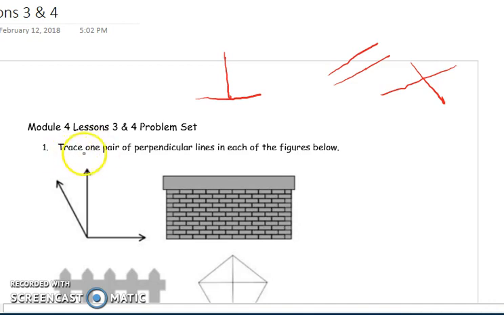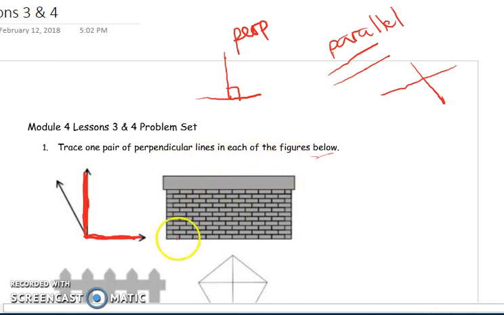So here it says we need to trace one pair of perpendicular lines in each figure. So I'm looking for things that make a T, or an L. So I see here to here. Those are perpendicular. They form a 90-degree angle. I'm going to label these as reminders, perpendicular. And remember, parallel has two parallel lines in it. And then it's perpendicular lines here.